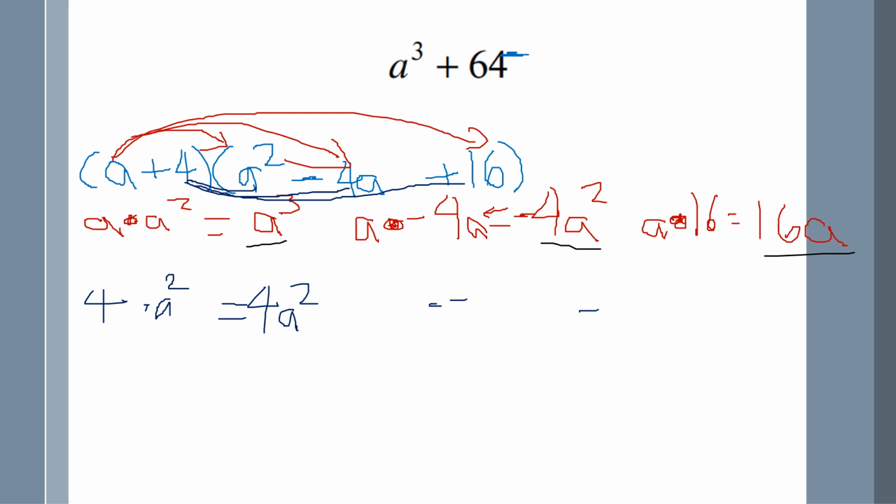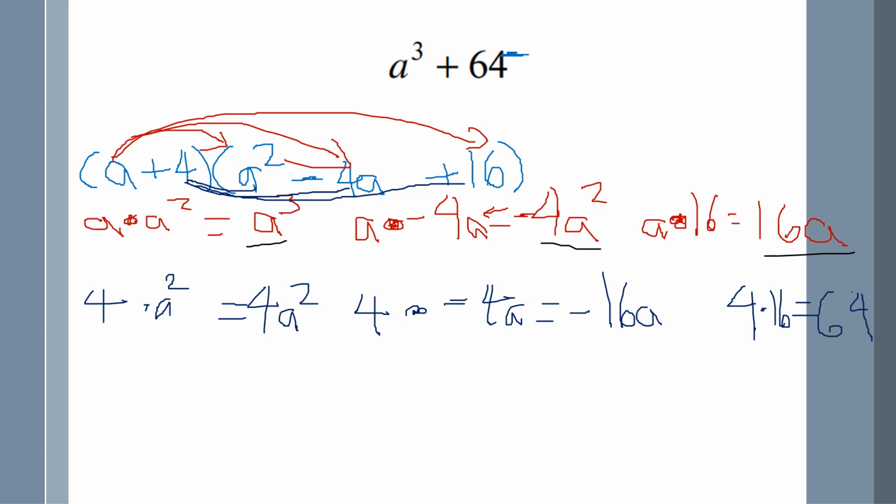I know y'all, I'm sorry you tripping, but I'm trying so hard to write this in a way that it could be understood. So 4 times negative 4a, which is negative 16a. That's better. And then 4 times 16, which is 64. Again, I'm so sorry. It's just getting all this together. There we are. All right.